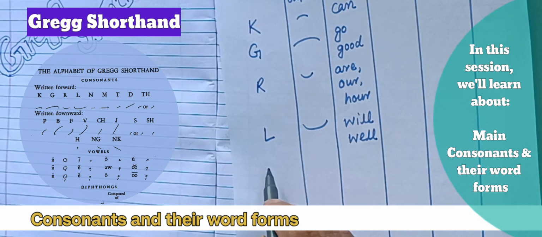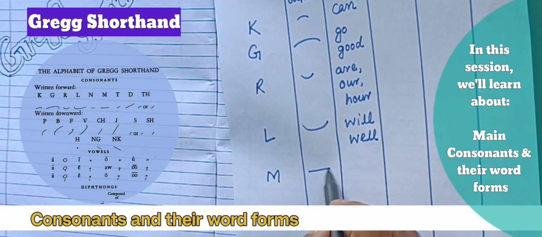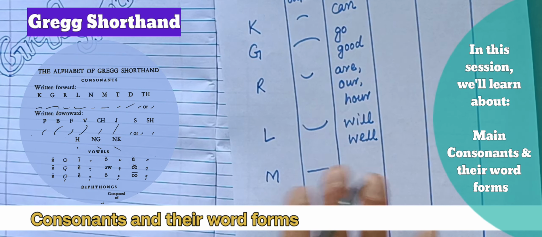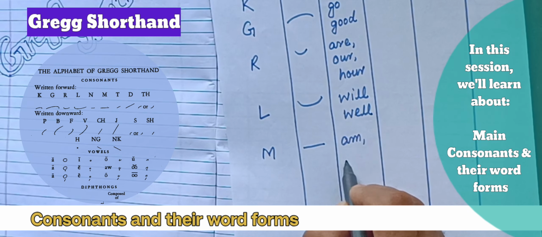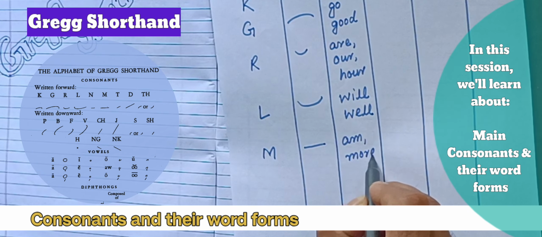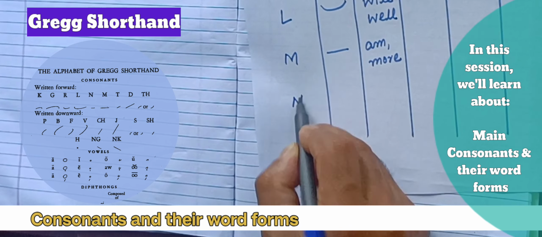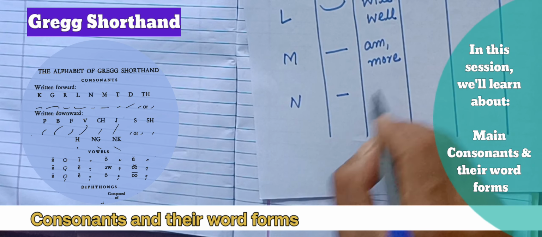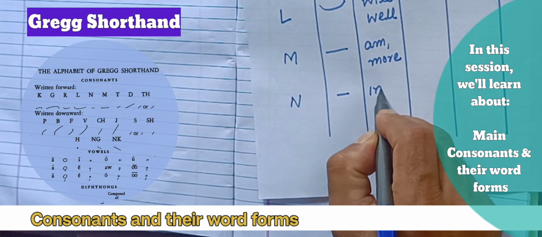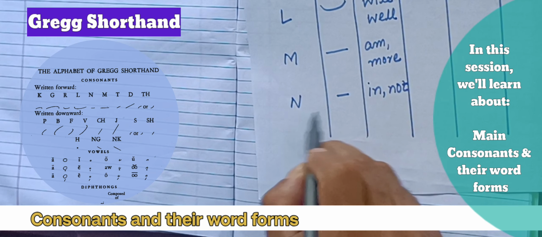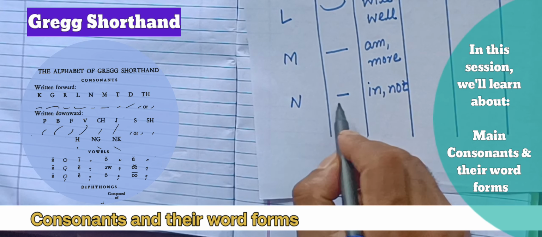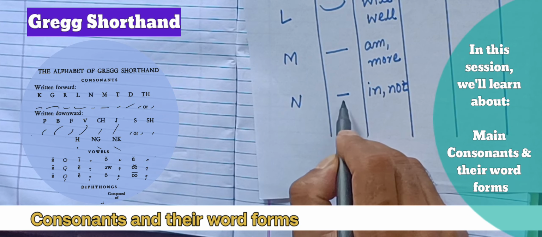In the same way, we have M. How do we write M? Longer sign than N. So what does M mean? M or more. 2 meanings. Same way we have N, shorter than this one. What does this mean? In or not. 2 meanings for this dash. What is this consonant? N.